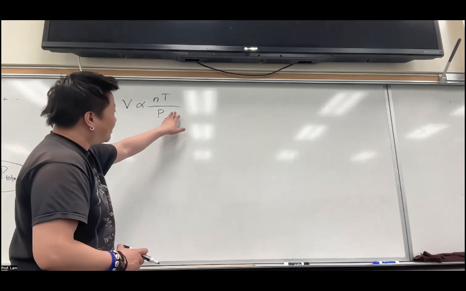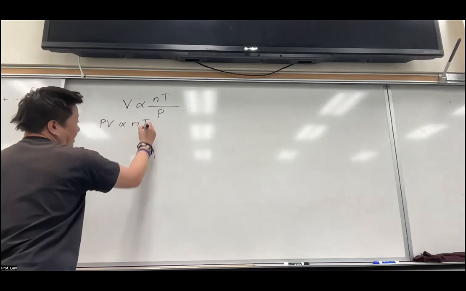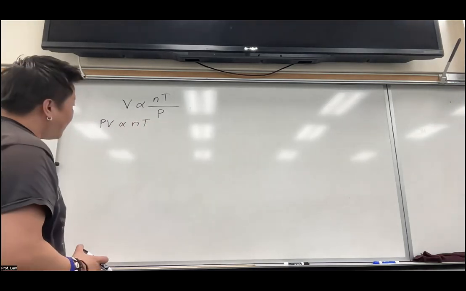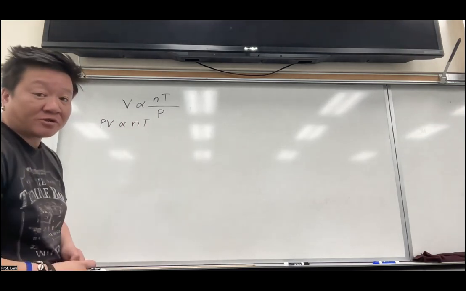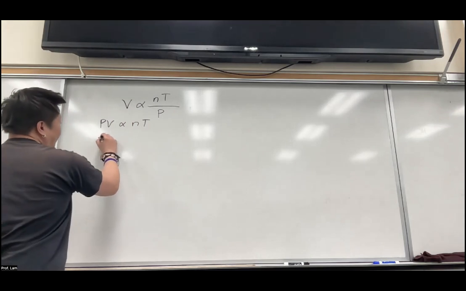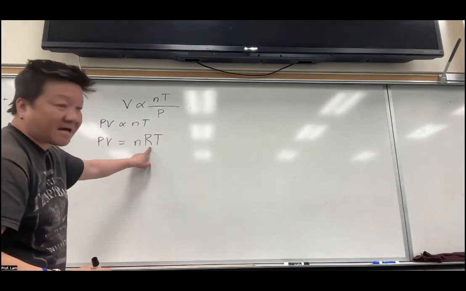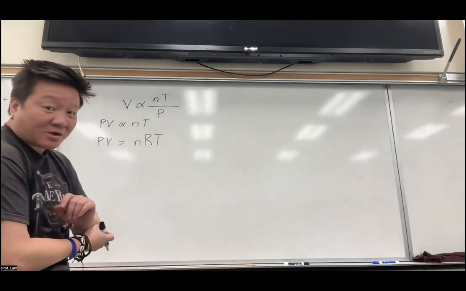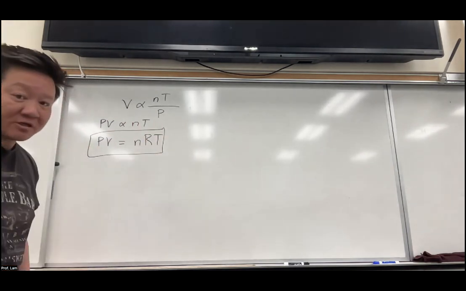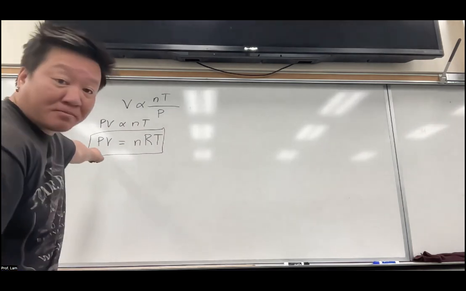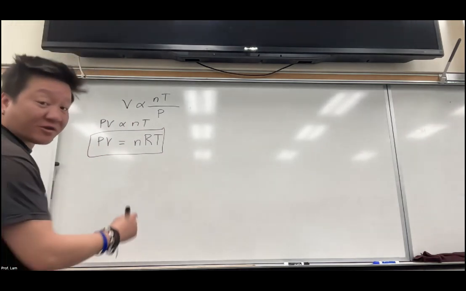So let's keep going. I'm going to multiply P to both sides. So that would get PV is proportional to nT. Remember, in order to get an equation out of this and turn this into an equal sign, we will have to introduce a constant. So PV is equal to nRT. Notice that R is our constant, and this is called the gas constant. And this equation right here, PV equals nRT, or as I like to remember it, pervert. Makes it easier, right? You see that? Pervert. This is called the ideal gas law.